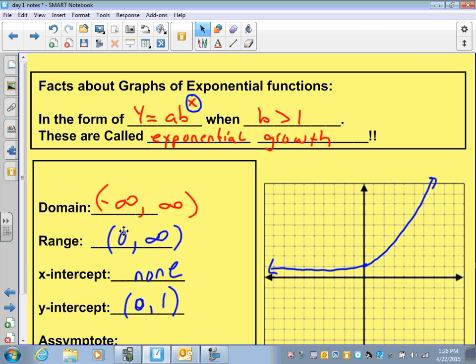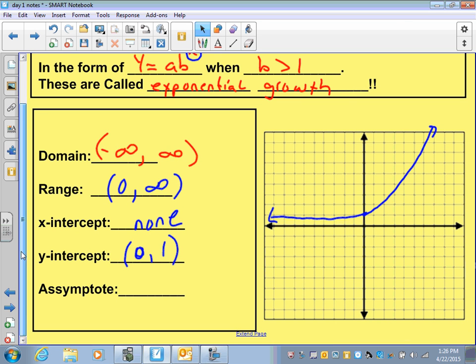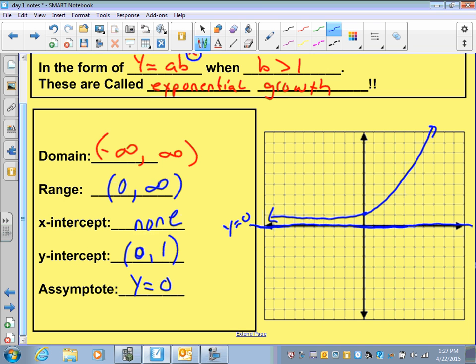And my asymptote is the line y equals 0. And if you want to graph y equals 0, go for it. But you should know this is the y equals 0 line. It will never cross that line. It will approach it, but never cross it.